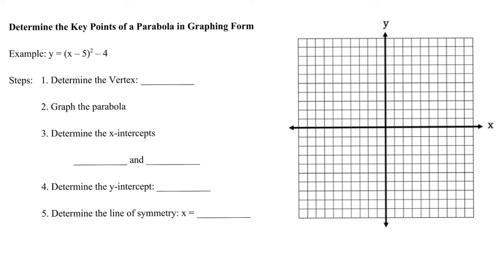All right, let's take a look at determining the key points of a parabola in graphing form. Step one right here is determine the vertex. So the vertex is coming from the numbers that are in your equation, and they are the h and k values in your equation. So the coordinates of the vertex are located at h comma k.